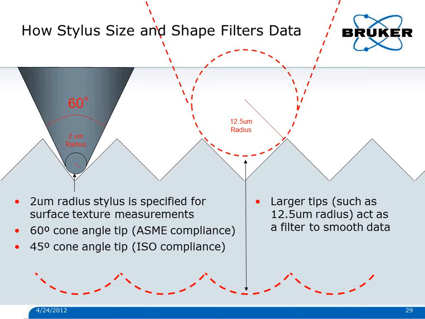And optical profilers such as the Bruker Contour GT systems actually have a filter in their software to correlate the stylus profiler with the optical profiler data. So that information is important to know. The size of the radius of the tip is important to know for the data that you're collecting.